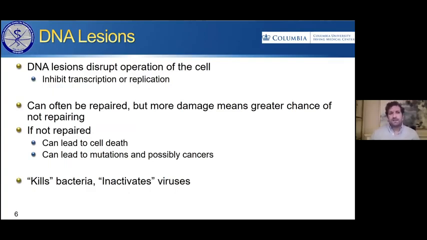When these photons enter a cell, for example, they can cause many DNA lesions, not just one. There are many photons, and that can cause many DNA lesions. Usually these DNA lesions can be repaired because cells have internal structures that can repair them. But the more damage that occurs, the more DNA lesions, there's a smaller chance that they will all be repaired. So if a DNA lesion is not repaired, that can lead to the death of a cell, or it can lead to a mutation or possibly a cancer.